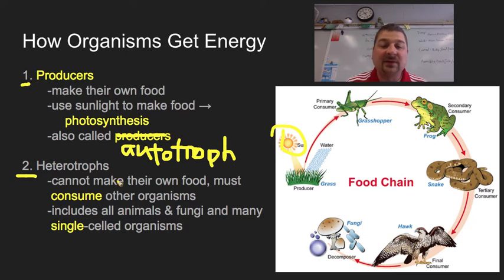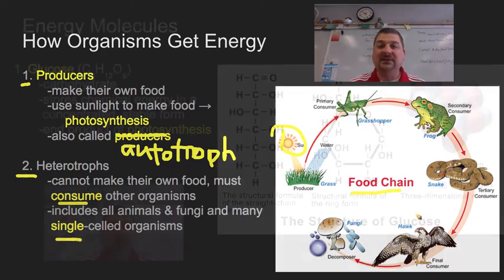The heterotrophs can't make their own food. We're heterotrophs. We can't stand in the sun and make our own food. We need to eat other things, consume other things. This includes animals, fungi, and many single-celled organisms, like protists and amoeba, and a lot of bacteria. They need to get their food from another source, and it sets up this idea of a food chain, which you've studied before in school, where the energy is passed from organism to organism.